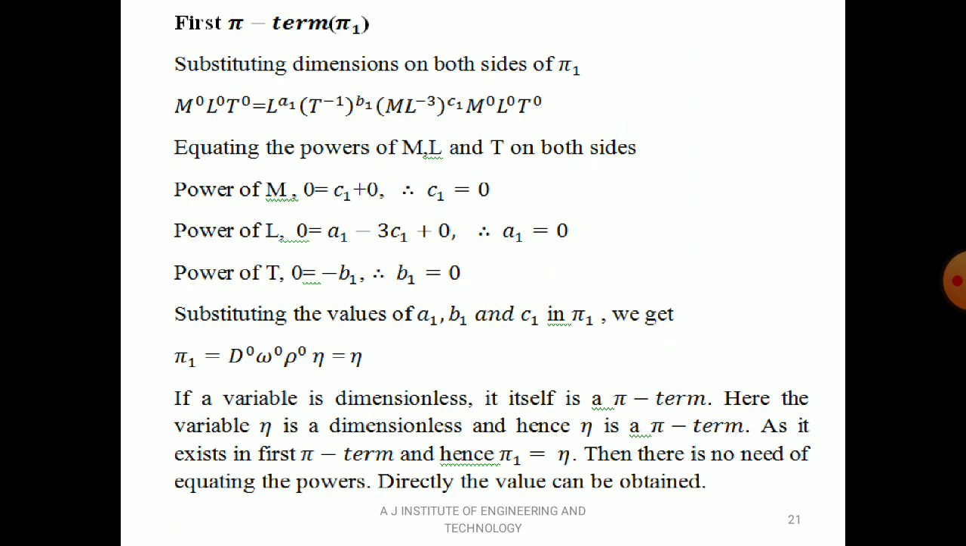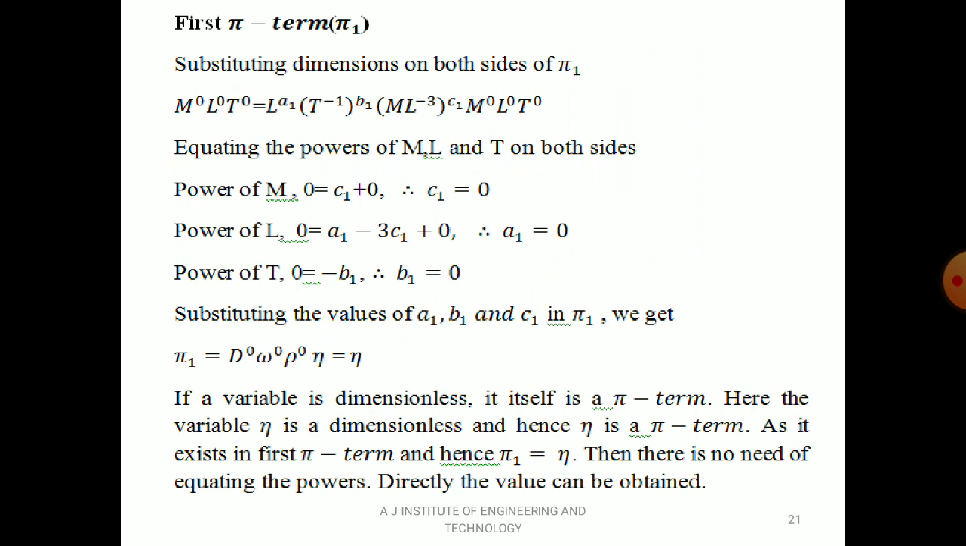by equating the power of M: on left hand side M to the power 0, right hand side M to the power c1, M to the power 0. So 0 equals c1 plus 0, therefore c1 equals 0. Then equating the power of L: on left hand side L to the power 0, right hand side L to the power a1, L to the power minus 3c1, L to the power 0. So 0 equals a1 minus 3c1 plus 0. Next, equating the power of T: on left hand side T to the power 0, right hand side T to the power minus b1 and T to the power 0. Therefore b1 equals 0.